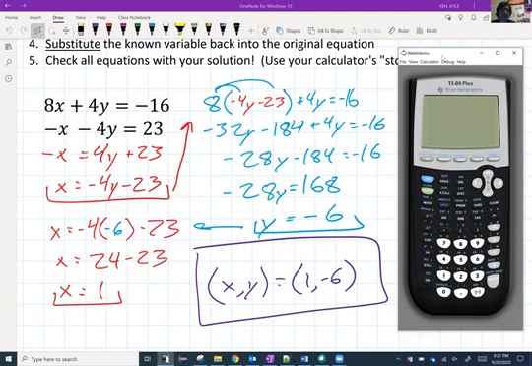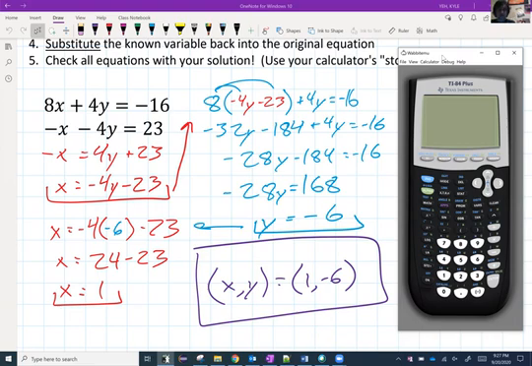So for example, let's say I had this problem, a system of two equations: 8x plus 4y equals negative 16, negative x minus 4y equals 23. I went through, in this case I used substitution, and I solved and I found that x equals 1, y equals negative 6, I think, and I want to check that.